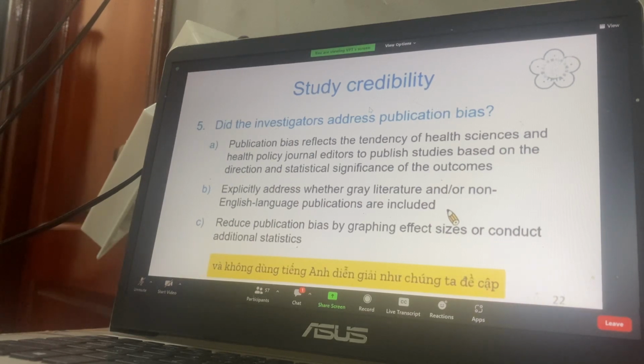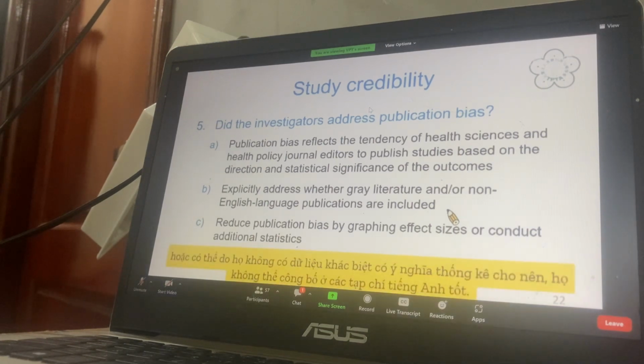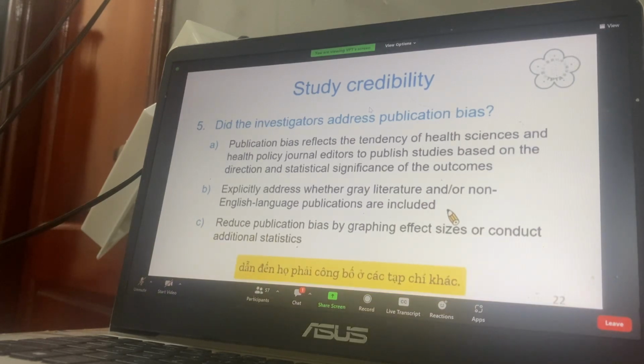And non-English language publications, as we have mentioned, could be written in other languages, and maybe it's because they don't have statistical significance, so they cannot publish in a good English journal, leading them to publish in other journals. So the author should explicitly talk about this in their article.